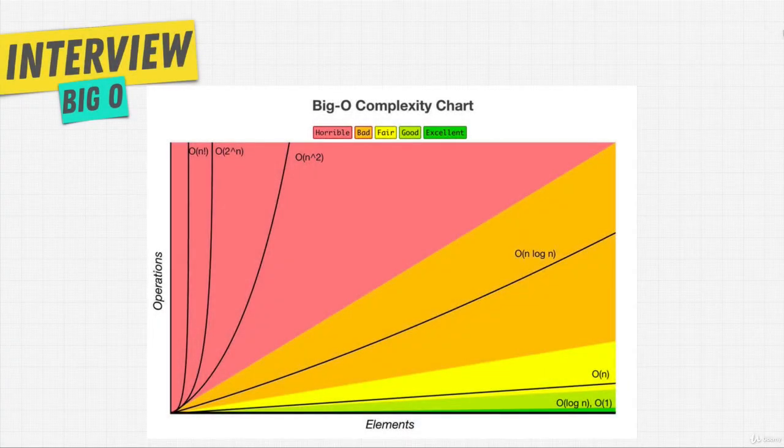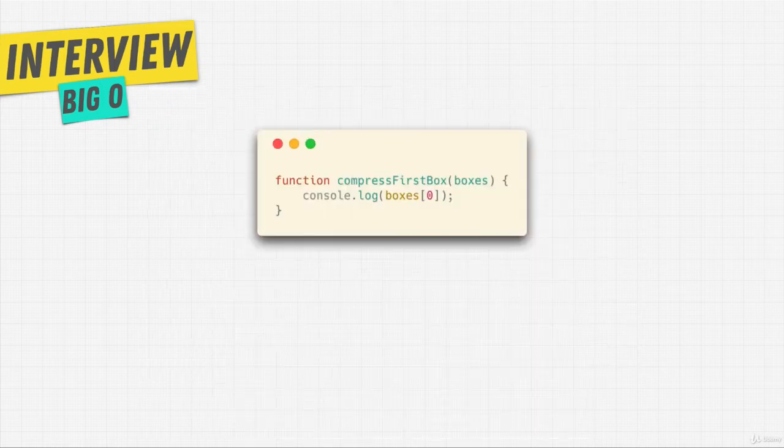Welcome back. We just learned our first notation, O of n, or linear time. And we see here that we have a few others remaining. So let's talk about the next one. Another very common big O notation that you're going to see. What happens if we have a function like this?